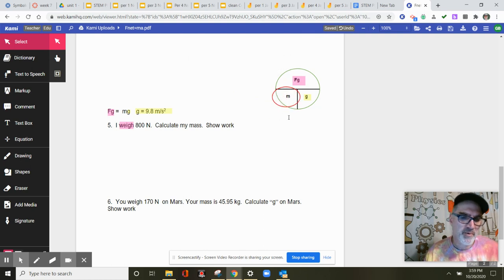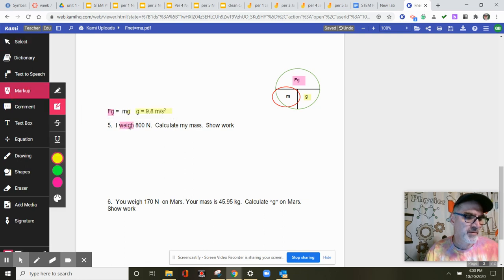Okay, so what is it? Well, it's this one divided by that one. It's the force of gravity, which is the weight, 800, divided by g, 9.8. 800 divided by 9.8 will give you the mass in kilograms. So that's how you do those problems.